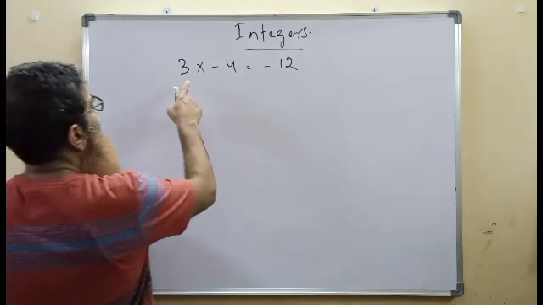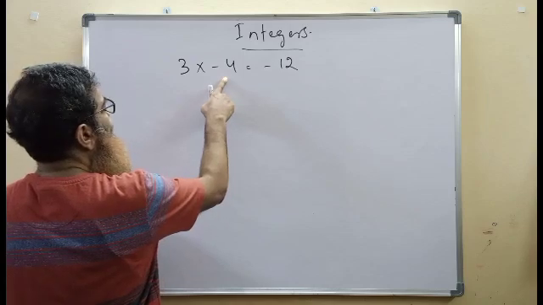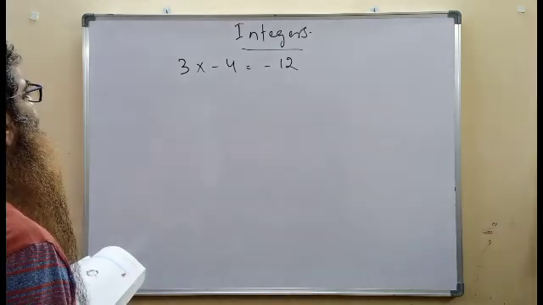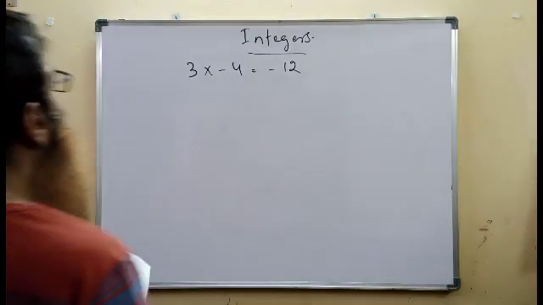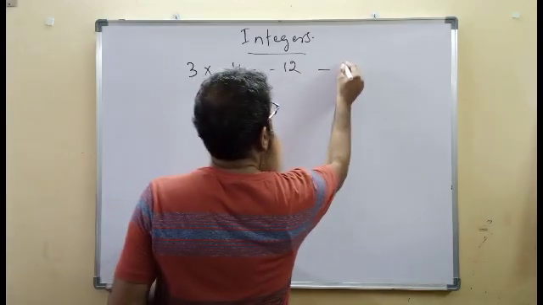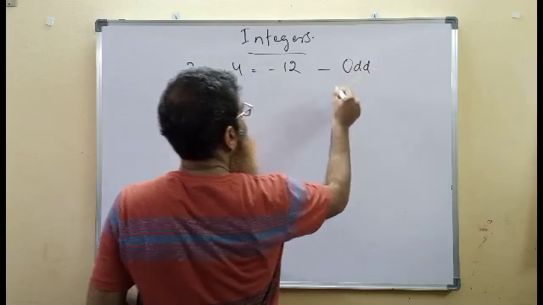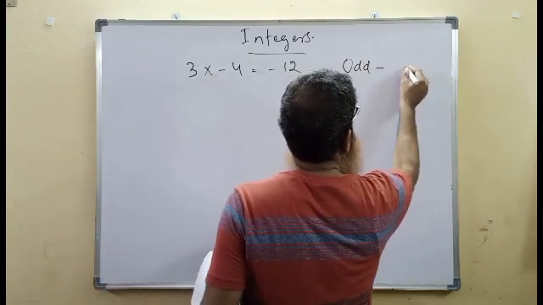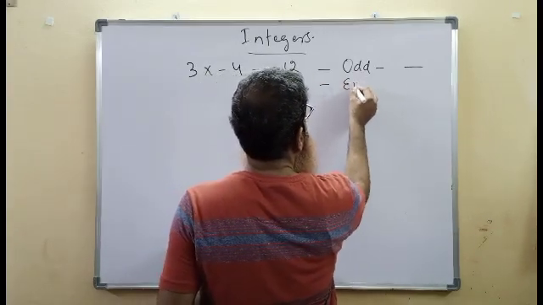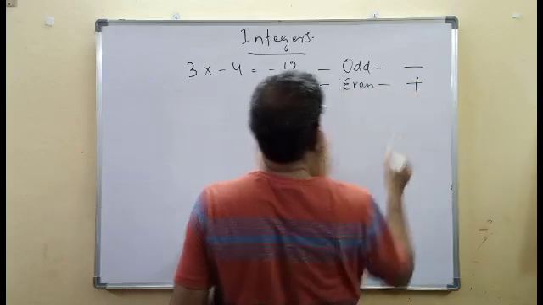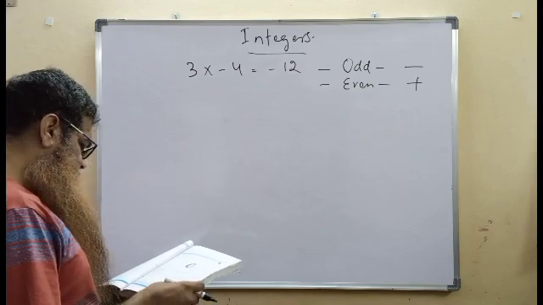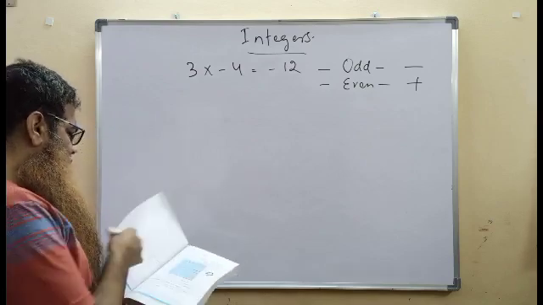In fact, if we look back, when an odd number of negative integers are multiplied, we get the result as negative. When the number of negative integers is even, we get the result as positive. So this statement: the product of a positive integer and a negative integer is always a negative integer.